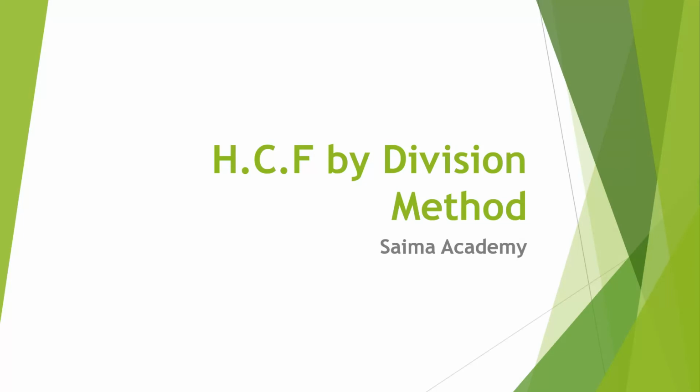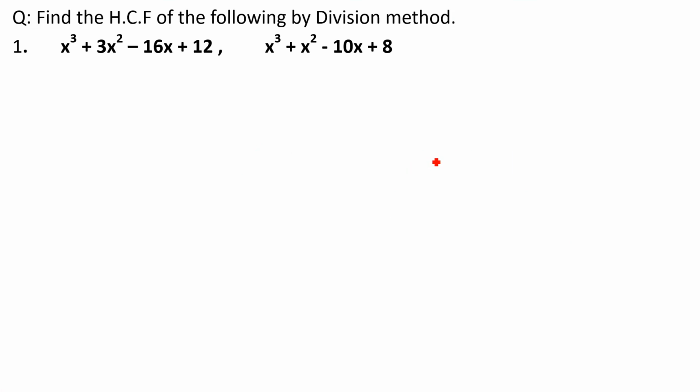In this lesson, I will explain to you HCF, highest common factor by division method. So the question is, find the HCF of the following by division method. We have two expressions. The first one is x cube plus 3x square minus 16x plus 12, and the second is x cube plus x square minus 10x plus 8, and we have to find out the highest common factor.